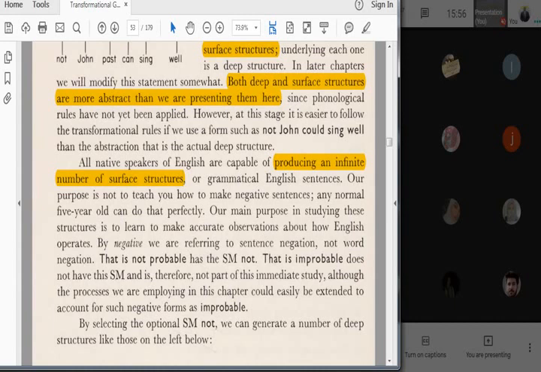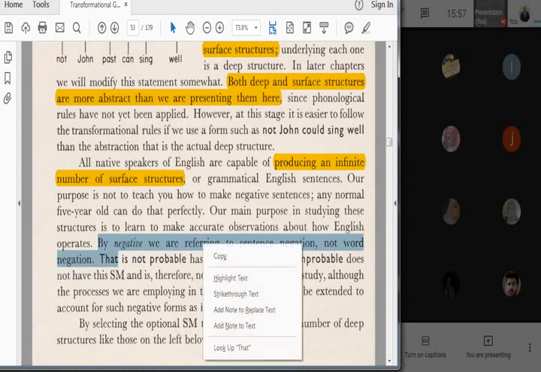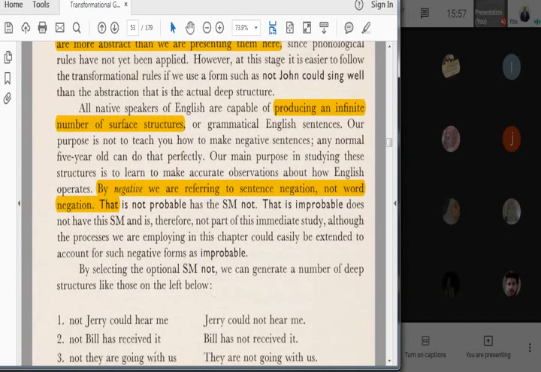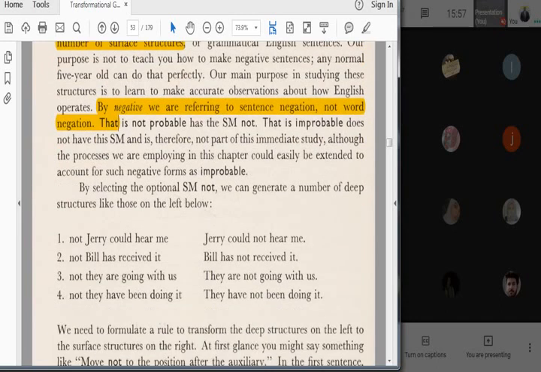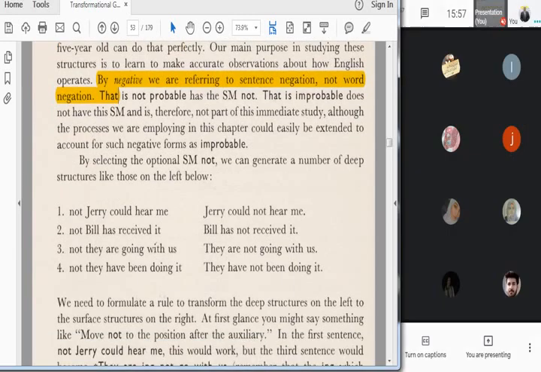Our purpose is not to teach you how to make negative sentences. Any normal 5-year-old can do that perfectly, right? So we do know how to negate sentences in English, right, students? By negative, we are referring to sentence negation, not word negation. So we deal here with the negation phenomenon. That is not probable, has the SM not. That is improbable, does not have this SM, and is therefore not part of this immediate study. So we deal only with sentences with the negative marker, not, which is an SM, as we said.